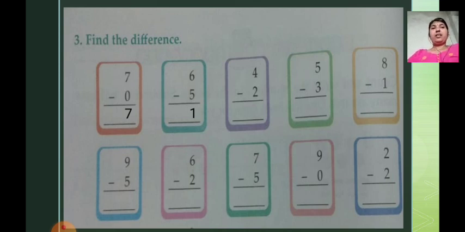Now see the next example. 4 minus 2. Okay. So count from lower number 2 up to 4. After 2, 3 and 4. Only 2 fingers are there, means your answer is 2. So write down the answer in the box. 4 minus 2 is equal to 2.